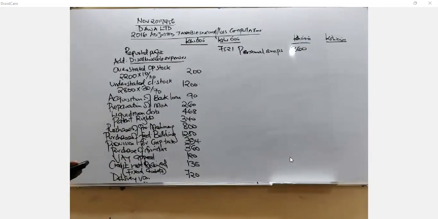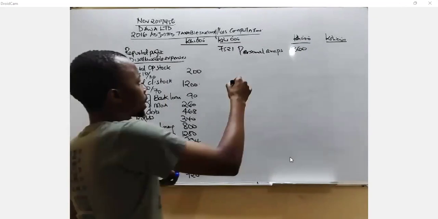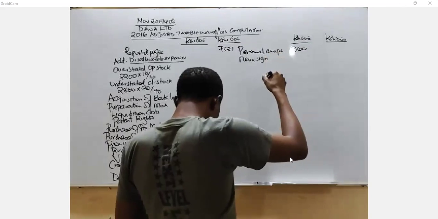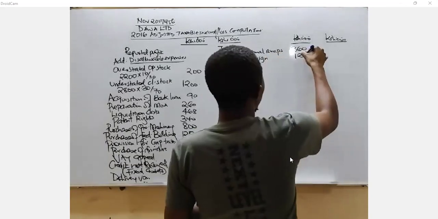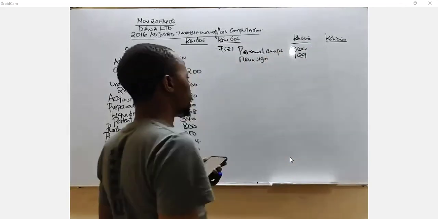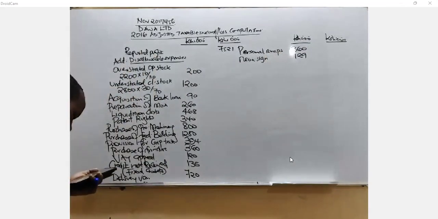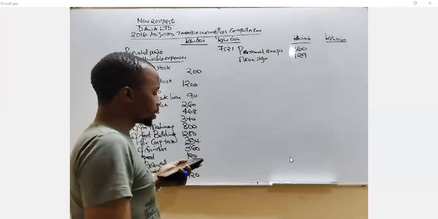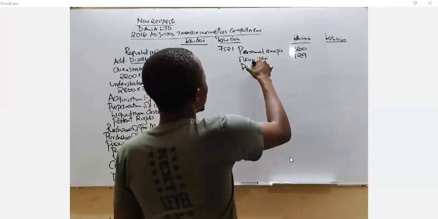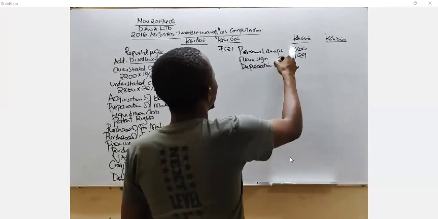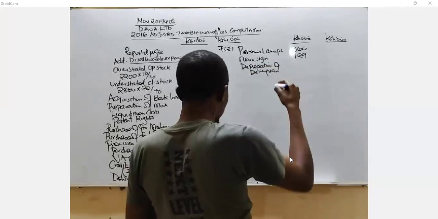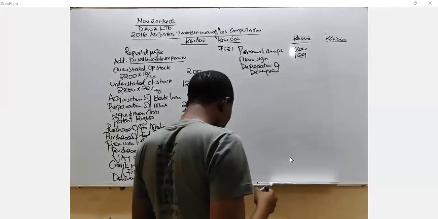The other one we have advertising now. The advertising includes, number 1, we have neon sign. How much is the neon sign? We say our neon sign is 129. The neon sign normally qualifies for capital allowances. I will show you how. We have the depreciation of delivery van. The depreciation of delivery van, we have 24.